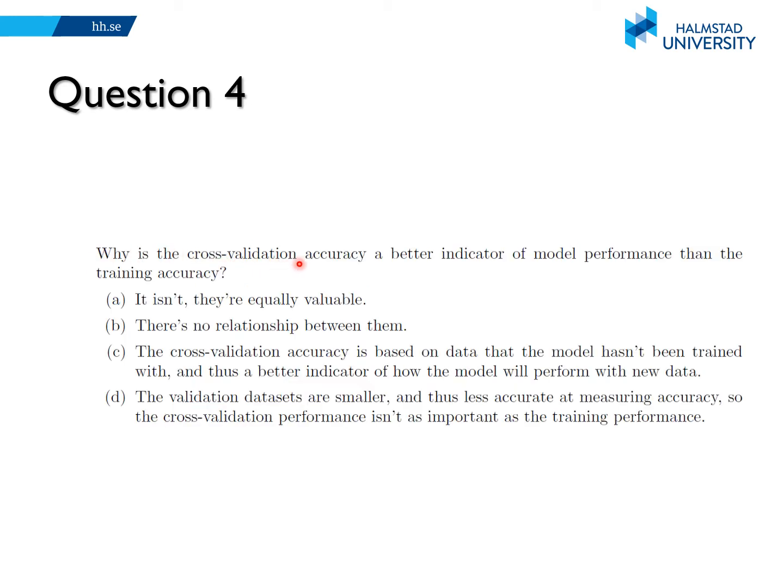Why is the cross-validation accuracy a better indicator of the model performance than the training accuracy?